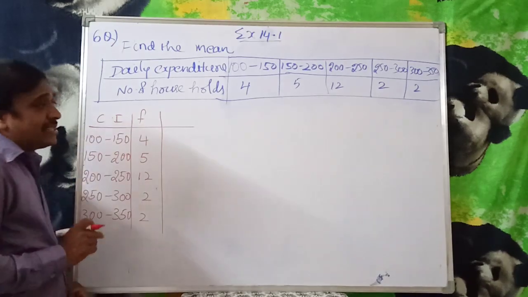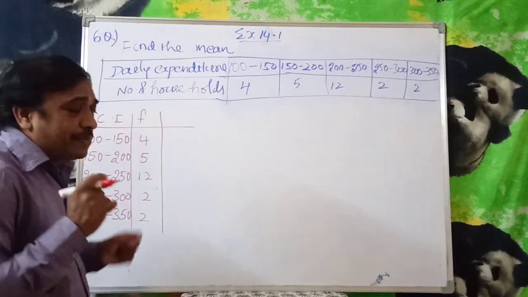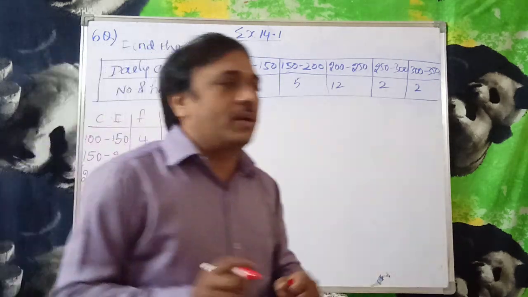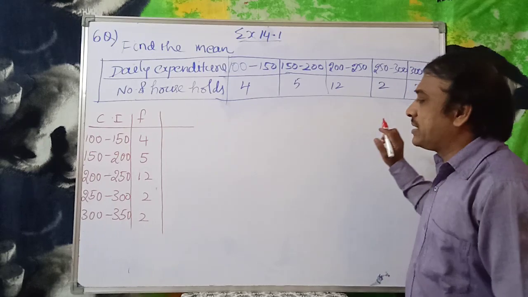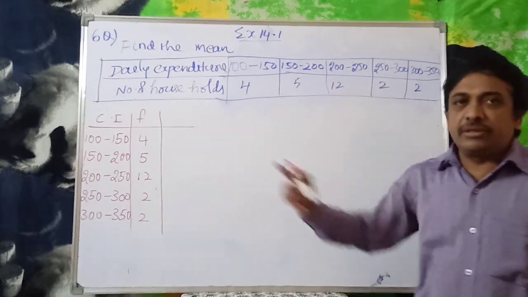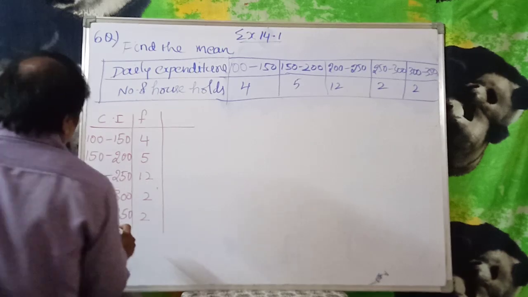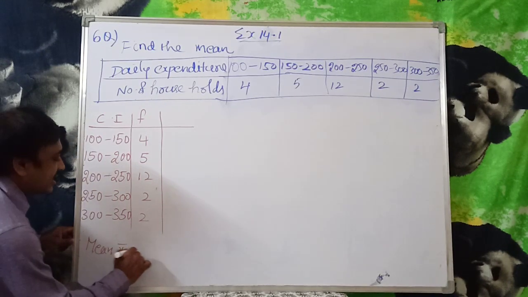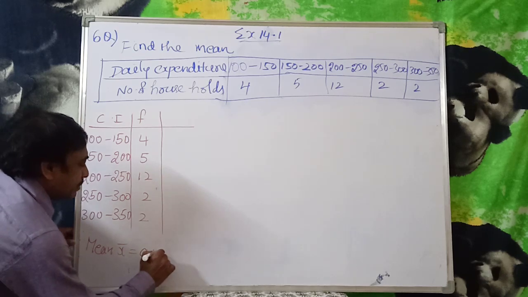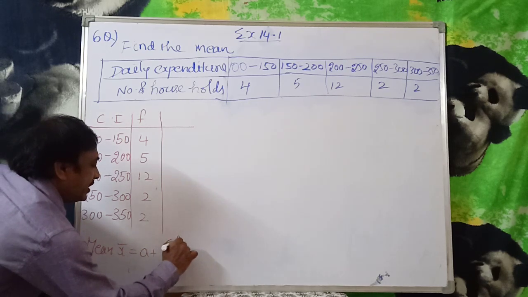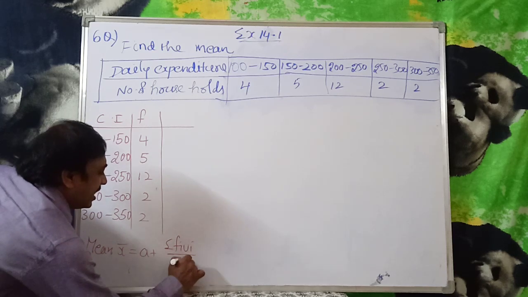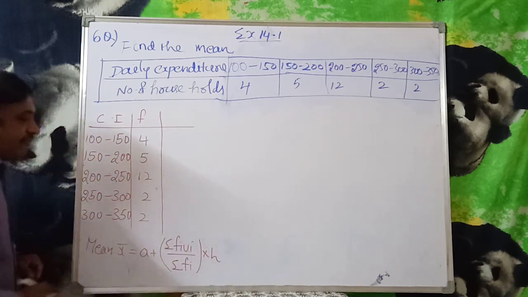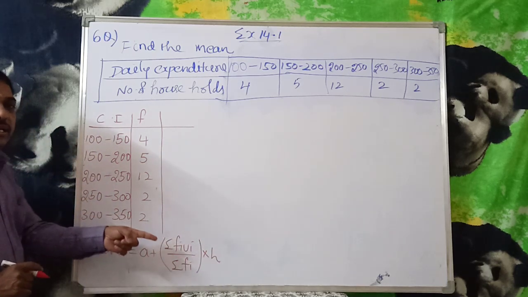Now after this, what exactly is the formula? Mean x bar is equal to a plus sigma fi ui by sigma fi, into h. I'll write the formula over here. What is the mean x bar formula? Observe it. Mean x bar is equal to a plus sigma fi ui by sigma fi into h.